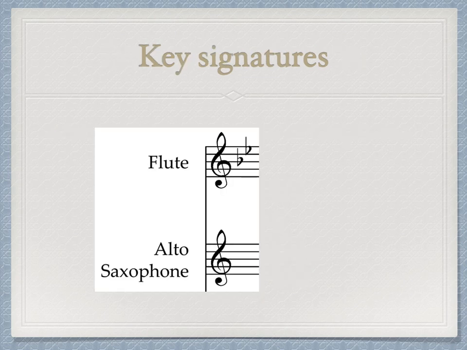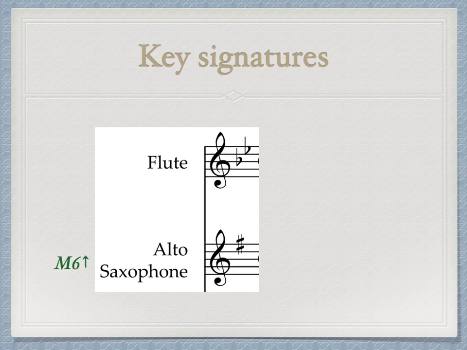Now let's try to transpose some key signatures. If the flute is playing in B-flat major or G minor, what will the key signature be for the alto saxophone? Pause the video, take your time. The alto saxophone is written a major sixth above concert pitch, so if B flat is concert pitch, we add a major sixth to find G, which is our 1 sharp key signature.